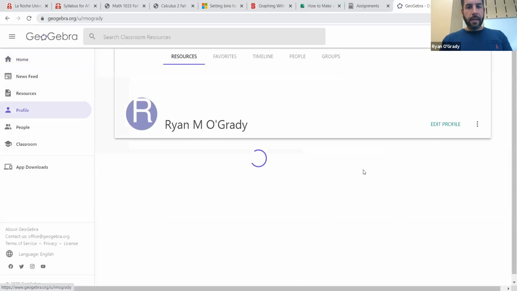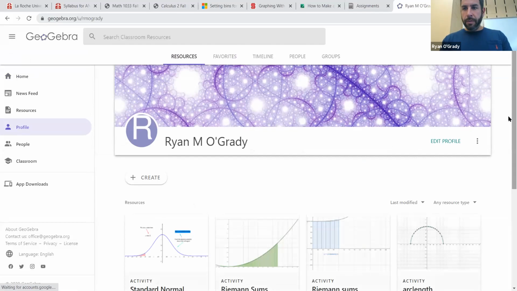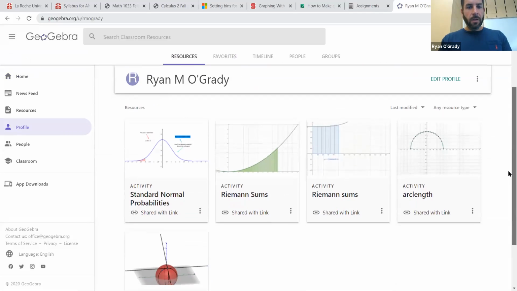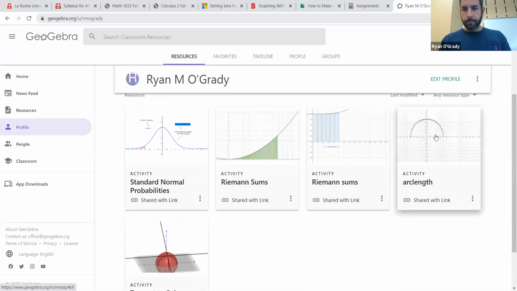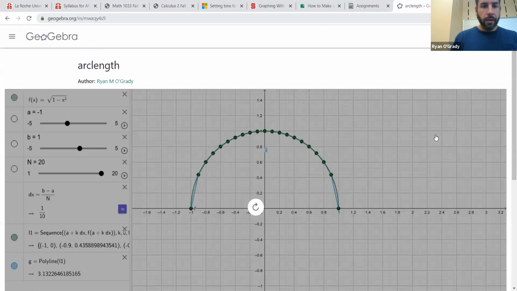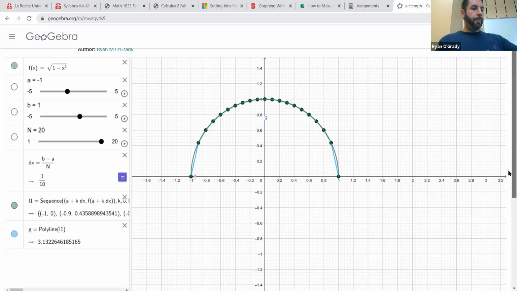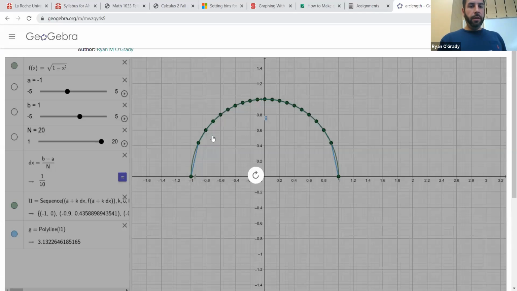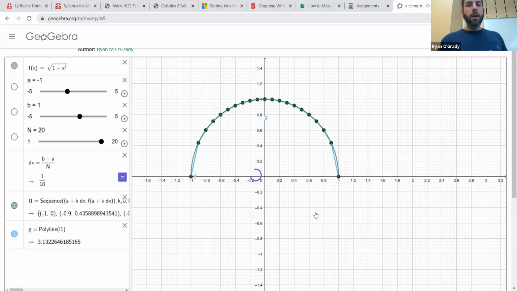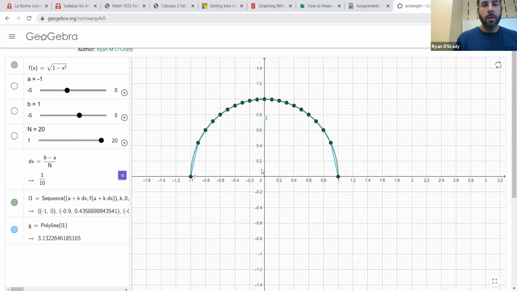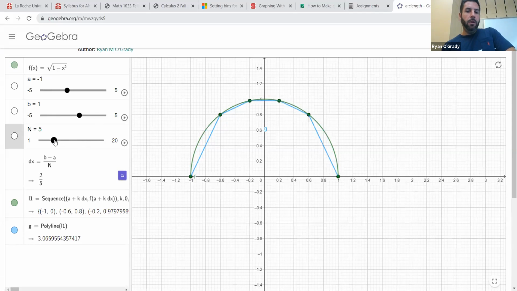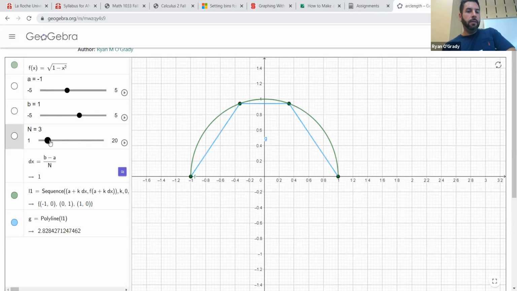So one of the things I did for you, my legends, many moons ago, was to do this. What I'd like you to pay attention to is, don't worry about all the stuff on the left. Worry only about the picture for now. So imagine for a second I have this curve f of x, which is the square root of 1 minus x squared. And I want to approximate it with a polygonal line.